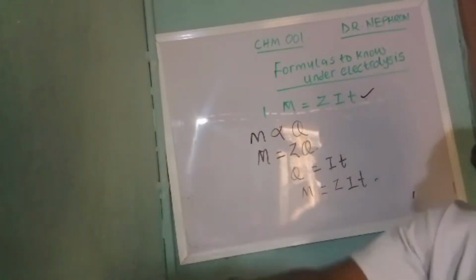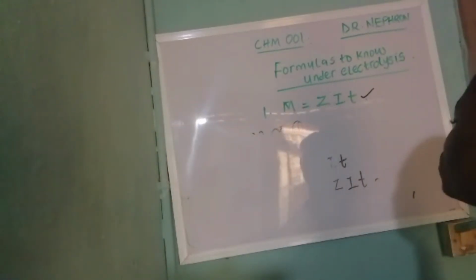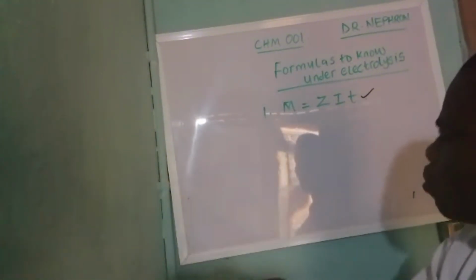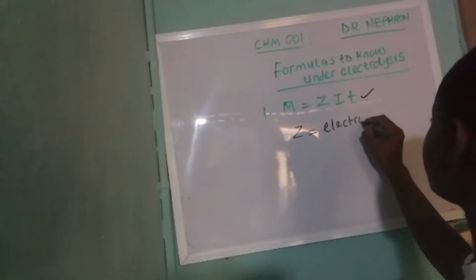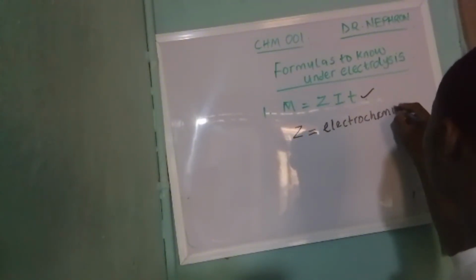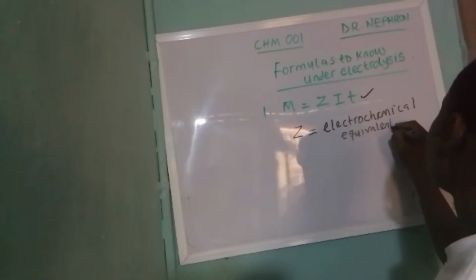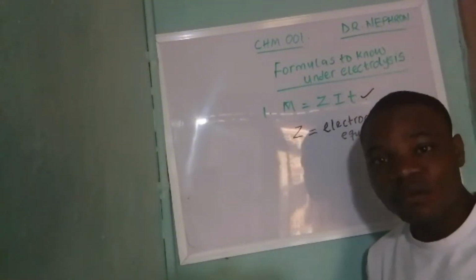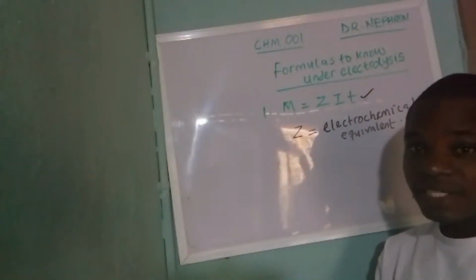Now the second one. Before we continue, what is that Z? This Z is called the electrochemical equivalent. This electrochemical equivalent also has a formula, but they will not tell you. It is very rare to find these formulas in your textbook.